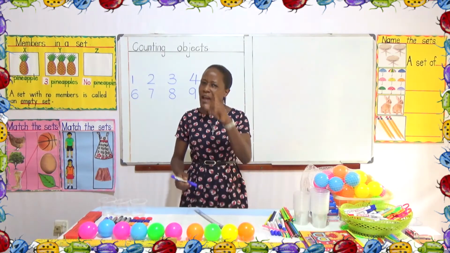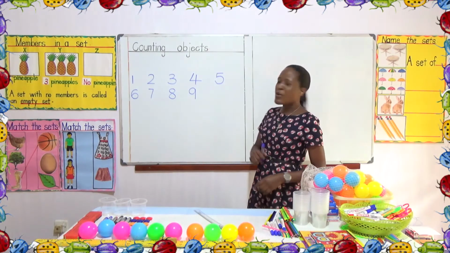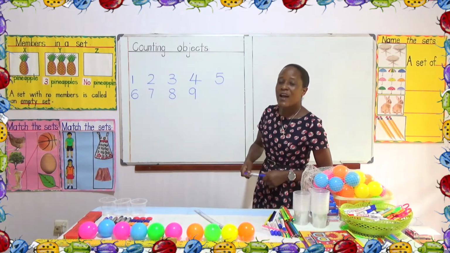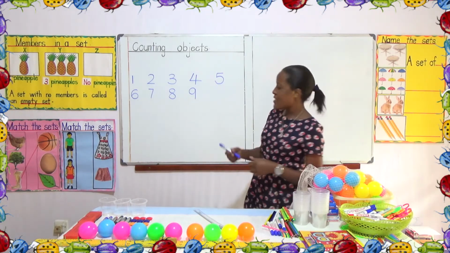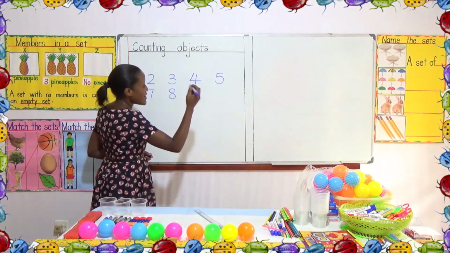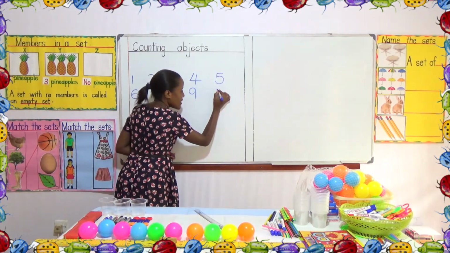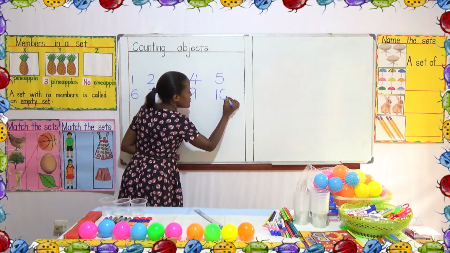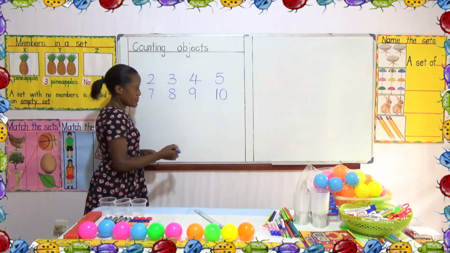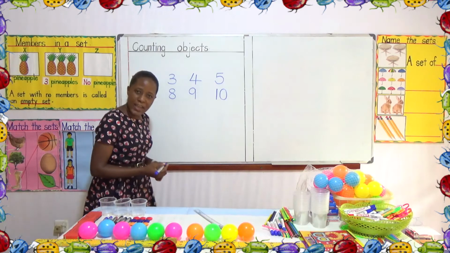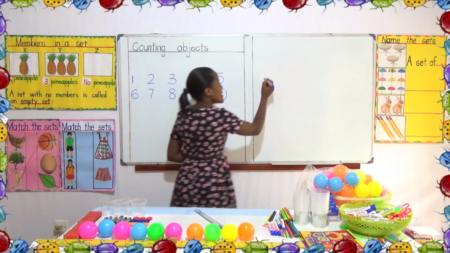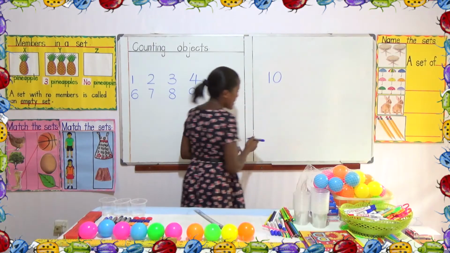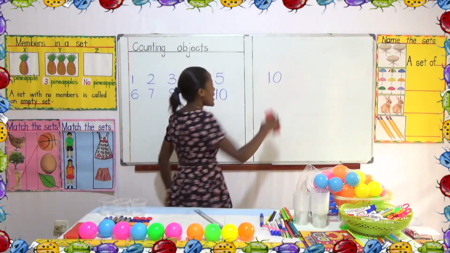There are 10 balls. And how do we write 10? I am going to write 10 just here. Everybody look at the board and find out how we write 10. 10 is written like this. We start with 1 and then add 0. Number 10 has a 1 and a 0. That is number 10.